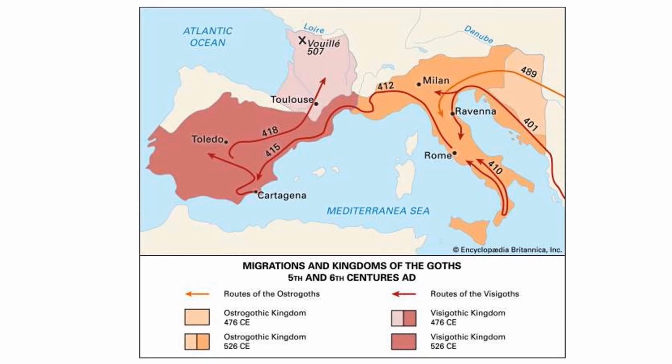This map is showing the expanse of the Visigoth kingdom and the Ostrogoth kingdom and their kind of migration, okay? So they were kind of a nomadic people and would travel around. If you look towards up in the center here, where it says Vouillé and there's a big X under the Loire, that's France, okay? That's Gaul. Then down here where it says Toledo, that is Spain. So you have these Goths migrating kind of all over the place.